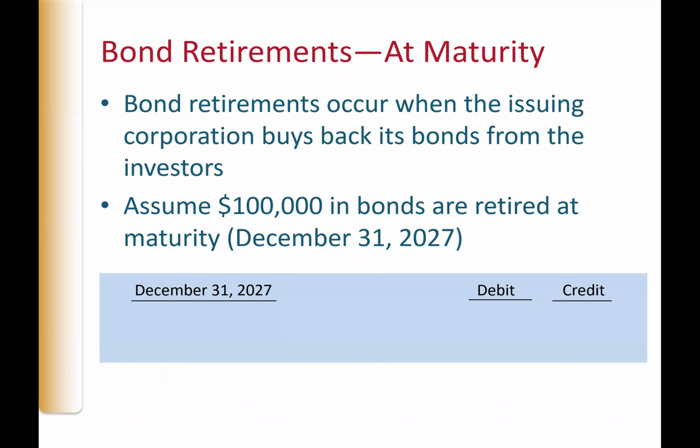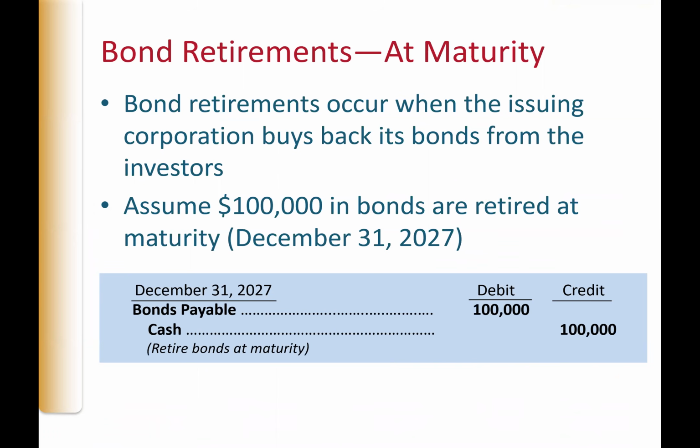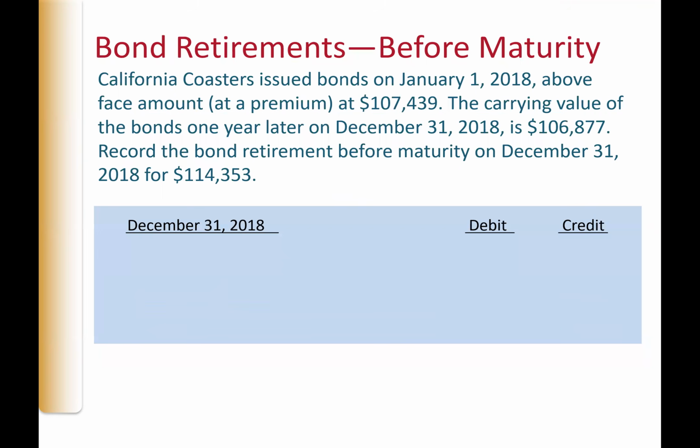Now, when bonds are retired at maturity, it's pretty easy. When they retire at maturity, the bonds are at the face amount. And so when a $100,000 bond retires at maturity, all we do is debit the bonds payable and credit our cash. There's no gain, there's no loss. It's nice and smooth. However, when bonds retire before maturity, we're going to have a gain or a loss on bonds.